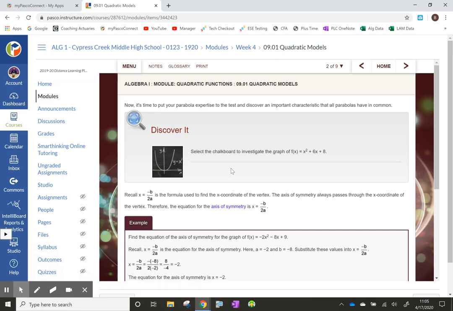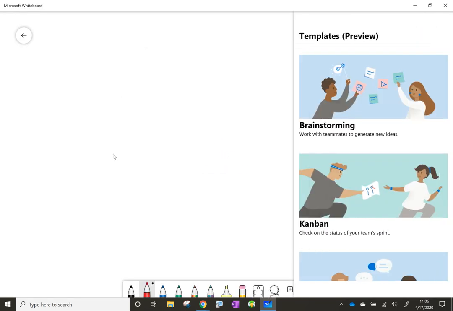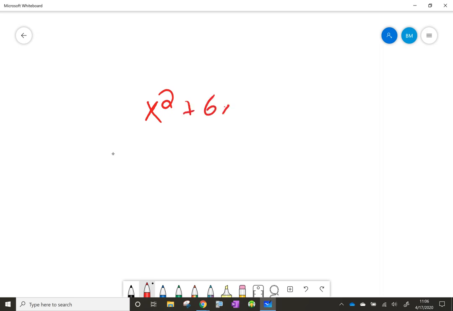Okay, so what we're going to first look at is the axis of symmetry again. Here we have a quadratic function, x squared plus 6x plus 8. One of the things we're going to recall is the axis of symmetry formula, negative b over 2a. So if you look at our equation, x squared plus 6x plus 8, let's pull out the whiteboard for this.